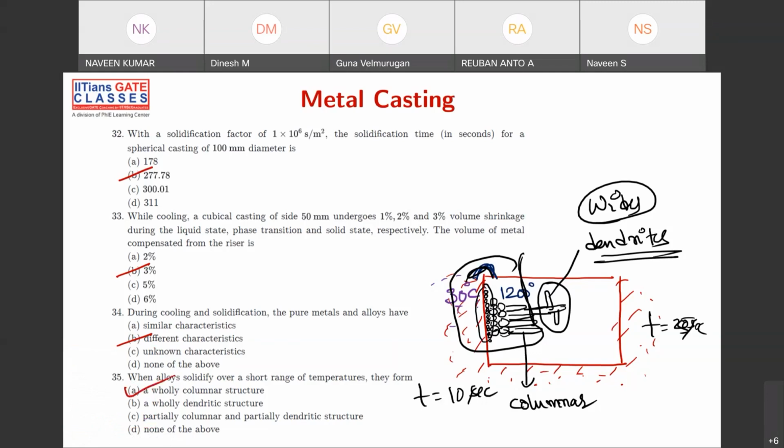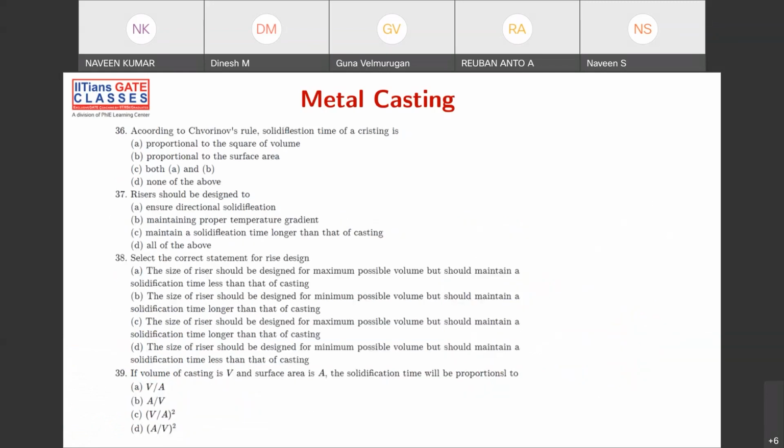Okay, next one. Come on, next one. 36th one. Come on. We have to solve all these questions. We have some 50. We have till 50 you have to solve. Thirty-sixth one. What is the answer for the 36th one? Come on. The answer should be coming by now.